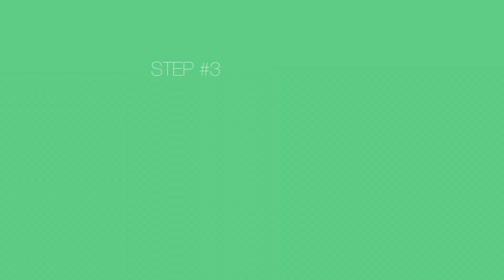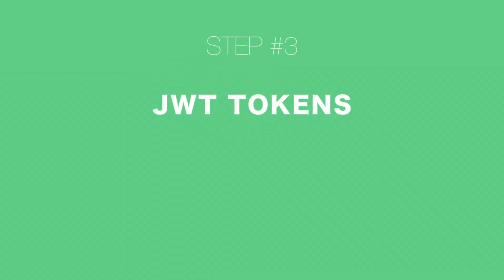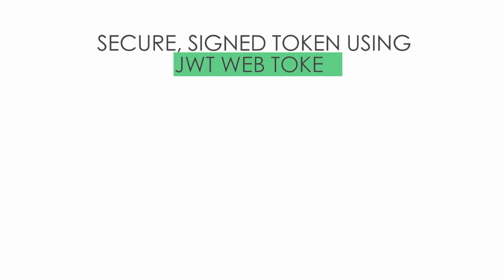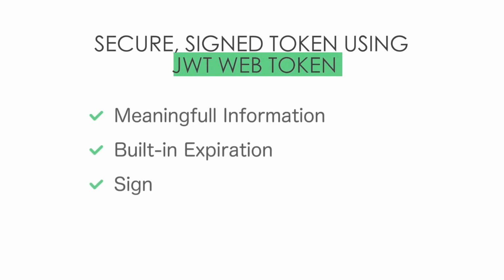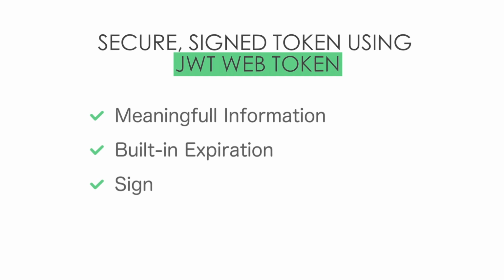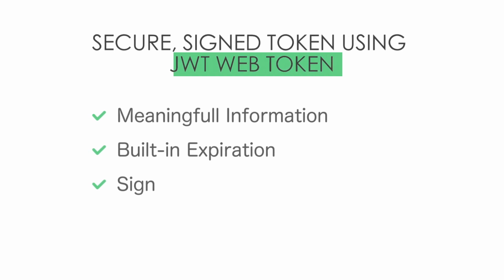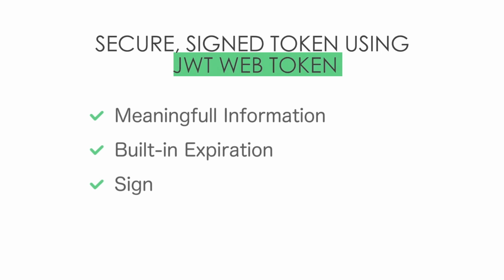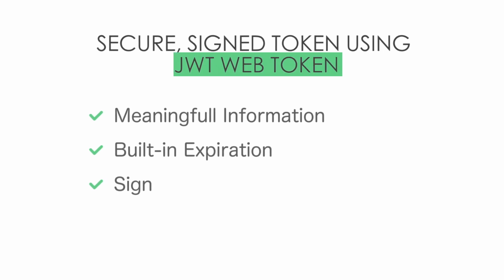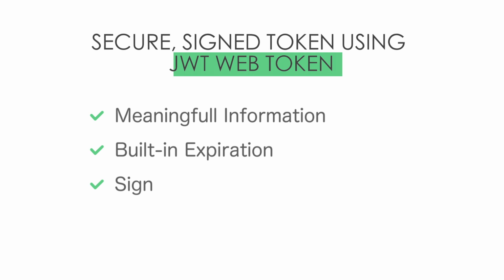That brings us to the next step, JWT tokens. So now, instead of just generating some random string, we're going to generate secure, signed tokens using JWT, or JSON Web Tokens. The nice thing about JWTs is that they allow us to embed meaningful information inside the token itself, like the user's email, and they also have built-in expiration handling. Plus, they're signed, so no one can tamper with them.